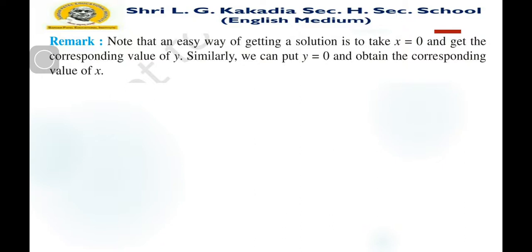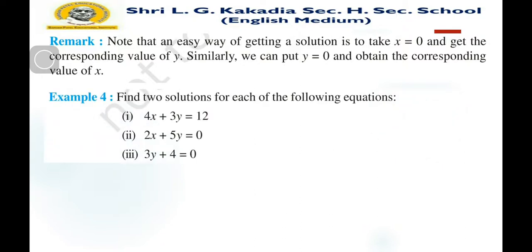Note that an easy way of getting a solution is to take x equal to 0 and get the corresponding value of y. Similarly, we can put y equal to 0 and obtain the corresponding value of x. If you want to find the solution of the given linear equation, the easy way is by putting x equal to 0 or y equal to 0, and we can find the value of x and y. Now let's find two solutions for each of the following equations.